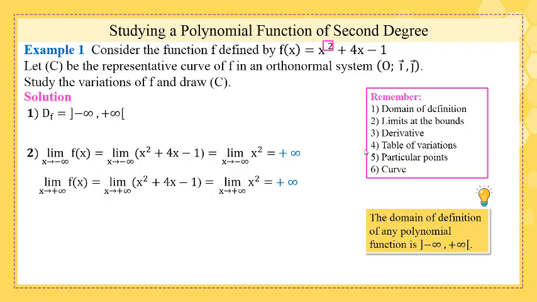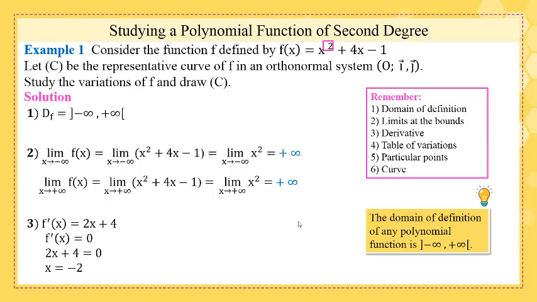The third step is to determine the derivative function and its root. f prime of x equals 2x plus 4. f prime of x equals 0, that is, x equals minus 2.